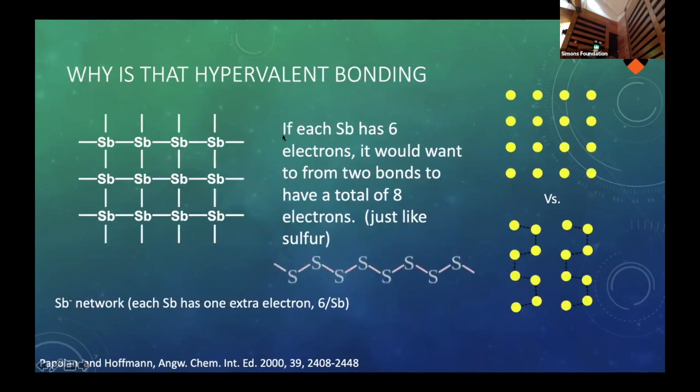Let's look at the square net of antimony. This has 4 bonds, but each antimony has 6 electrons. So this adds up to way too many electrons, 10 again to be precise, for the antimony.